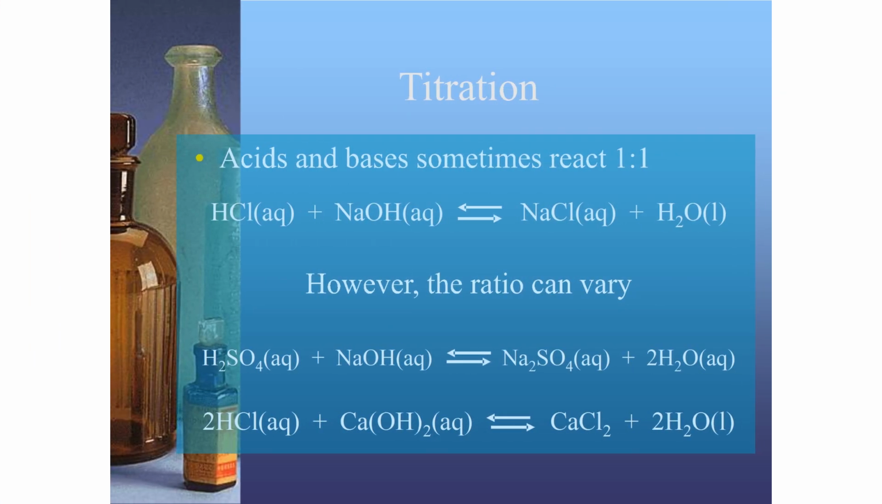Now let's talk about titration. Acids and bases sometimes react in a 1-to-1 ratio, like HCl plus NaOH yields NaCl plus H2O. However, the ratio can vary. For instance, H2SO4 plus 2NaOH yields Na2SO4 plus 2H2O, or 2HCl plus Ca(OH)2 yields CaCl2 plus 2H2O.